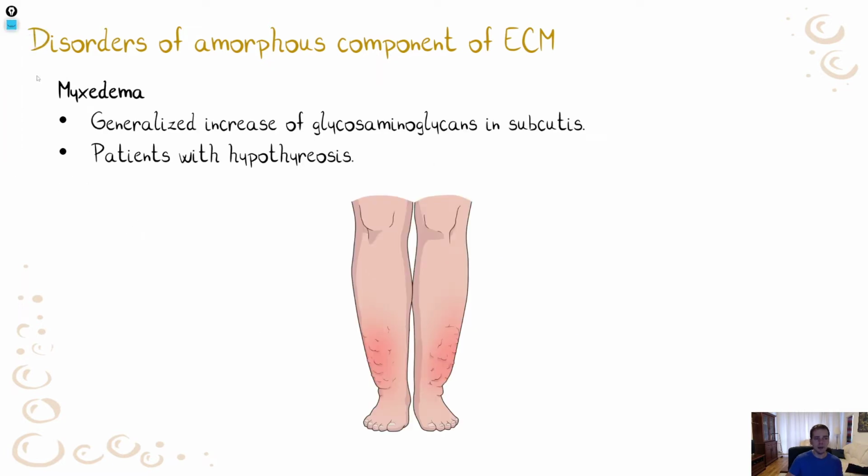Myxedema. Myxedema is generalized increase of glycosaminoglycans in subcutis. Typically, it can be seen on the thighs, but the deposition is generalized. It's just more pronounced here. And it's typical for patients with hypothyroidism, because in those patients generally the metabolism is slower, and because of that there is also a slower turnover of glycosaminoglycans, especially in subcutis. So that's why those patients are prone to myxedema.